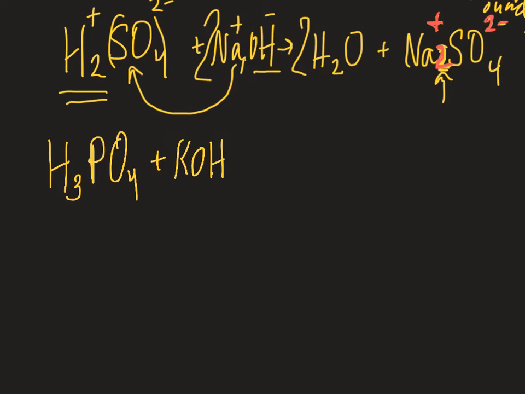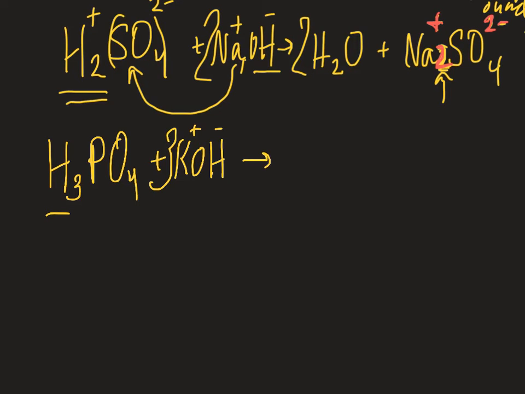KOH is very similar to NaOH, right? K is a group 1 metal, and so it still has the formula KOH. It's a 1-to-1, right? +1, -1. Now, again, with a polyprotic acid with 3 protons, we're going to need how many equivalents? We're going to need 3 moles of potassium hydroxide to completely neutralize all of this acid.